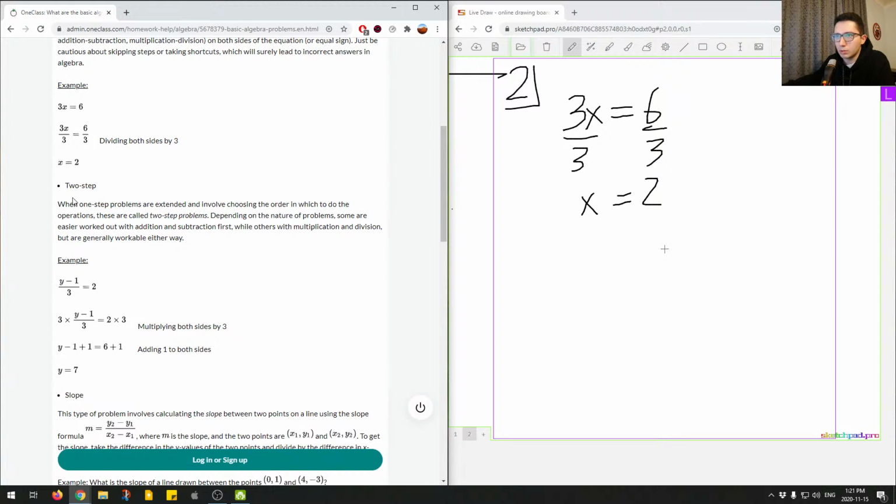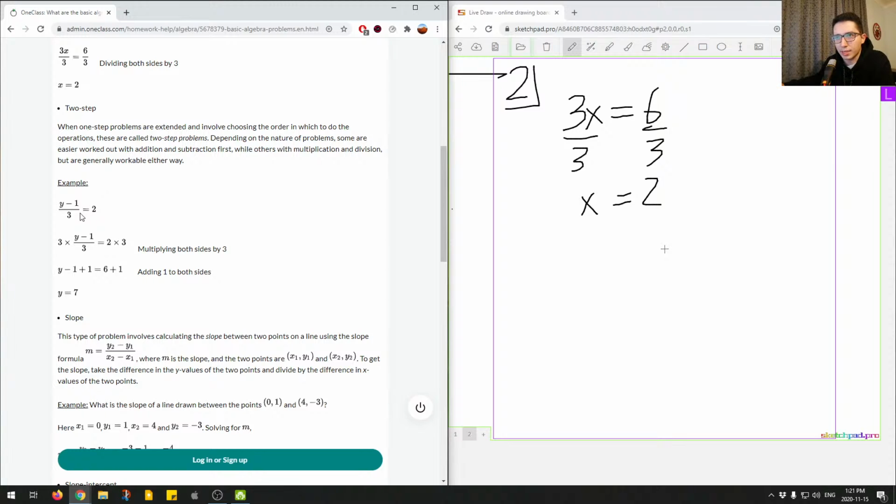So two-step, we get a little more complicated over here. So if we had the following example, here what they're saying is it's two-step because for us to isolate for the variable, which is y in this scenario, we need to do two operations. So we can see the first operation over here is multiply, and the second is addition. So we'll go through this.